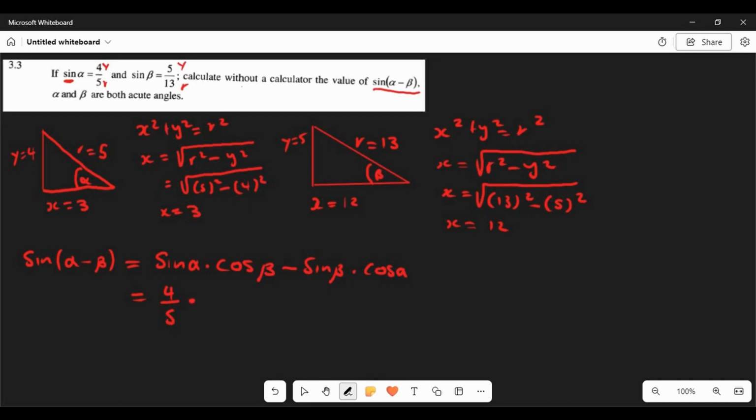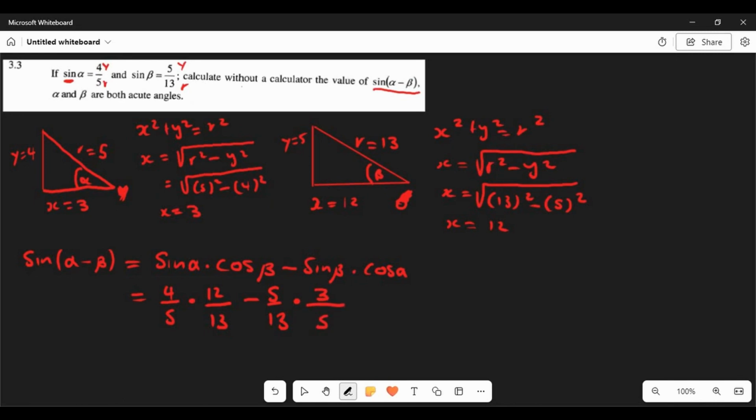So what is our cos beta? We must look at this triangle here. When you look at this triangle, we know that cos beta is going to be 12 over 13, then minus, and then we look at the sine beta. What is our sine beta? Sine beta is also given to us in our statement, so we just substitute that, 5 over 13. And then what is our cos alpha? For our cos alpha, we have to look at this triangle here in order for us to find it. So cos alpha is going to be 3 over 5, which is x over r.